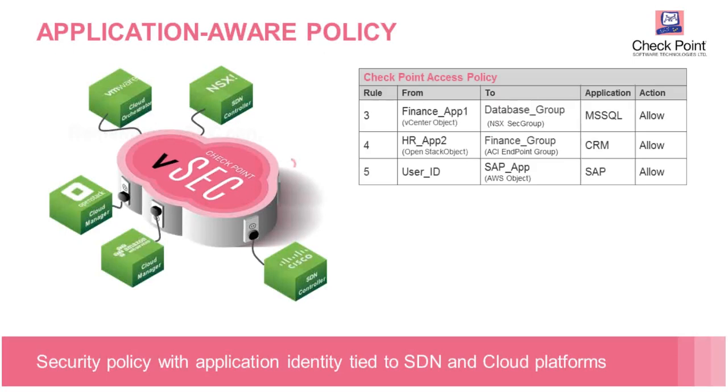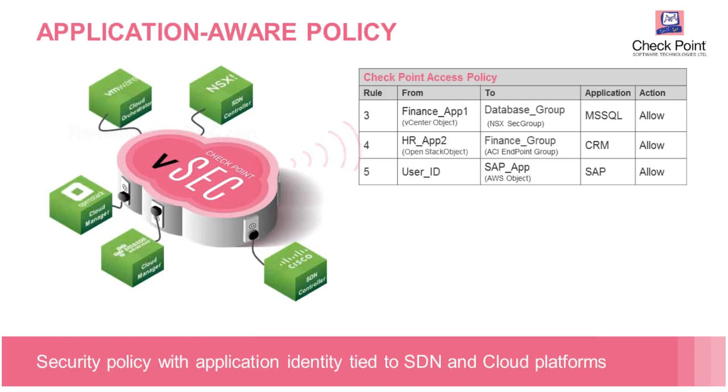So effectively, when we tie it into all these multitudes of platforms, we can have a unified policy that looks effectively like what we see in front of us. In this example, in Rule 3, we have the Finance app from vCenter going to the database group, which is a security group within NSX, with a particular application and a permit or deny action. In the middle rule, we have an object from OpenStack going to an object within Cisco's ACI, and again, an action with what's allowed and what isn't allowed.